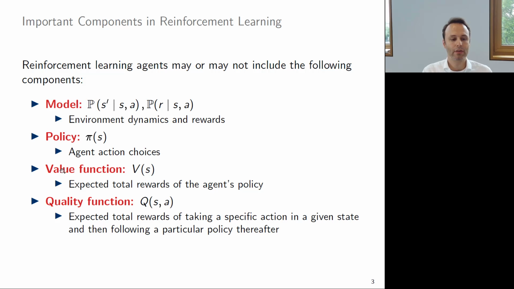And then we follow the policy. And so we use the quality function, the Q function, that's where the name Q-learning comes from, to actually learn which one is the best policy. Now, the Q function gives us the expected total rewards of taking a specific action in a given state and then following a particular policy afterwards.